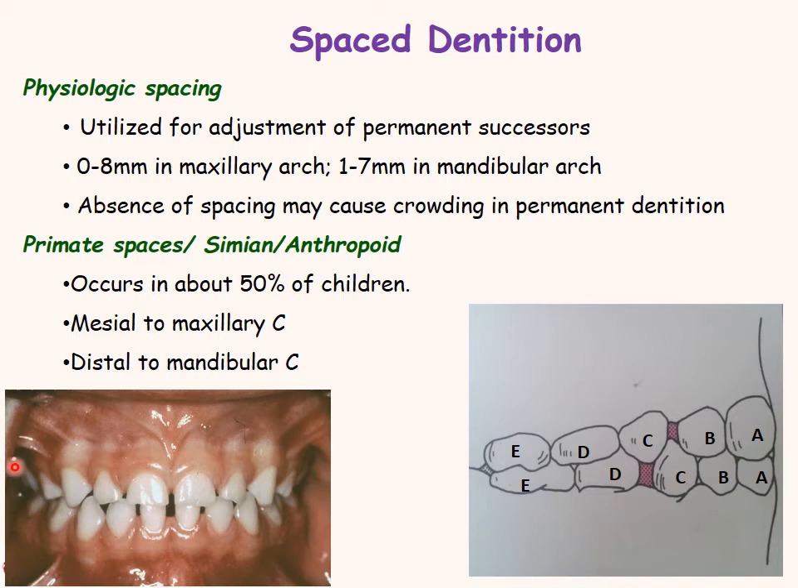Now we'll discuss the primate spaces. First were the physiological spaces, which are seen adjacent to each tooth, while the primate space, also called the simian space or the anthropoid space, is called by all these three names. It occurs mesial to the maxillary canine and distal to the mandibular canine, as seen in this picture. The primate spaces occur in about 50% of children.